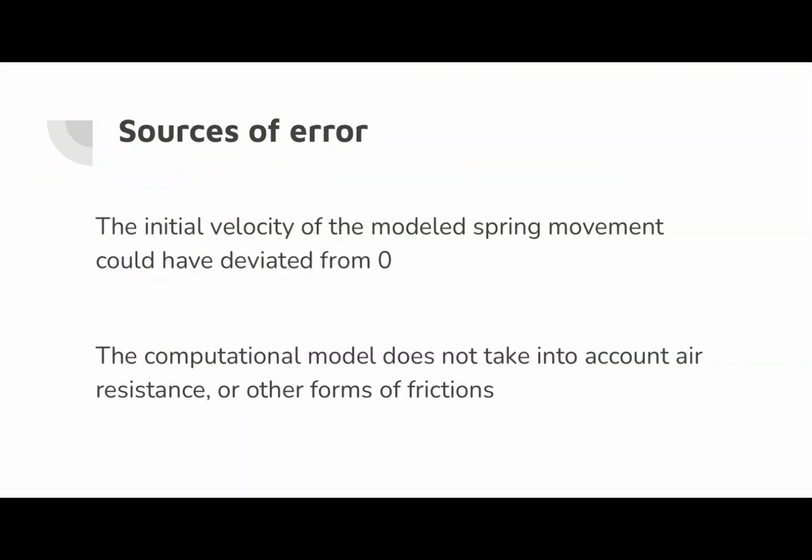The initial velocity of the modeled spring movement could have deviated from zero, which would affect the initial conditions and give rise to error in the modeled graph and the observed graph. As well, the computational model does not take into account air resistance or other forms of friction, which will affect the closeness of the computational model and the observed graphs.